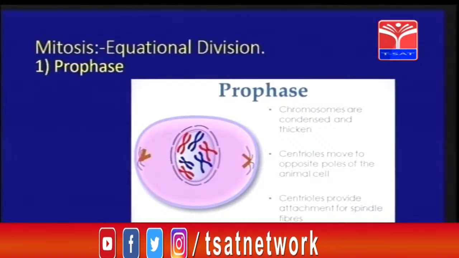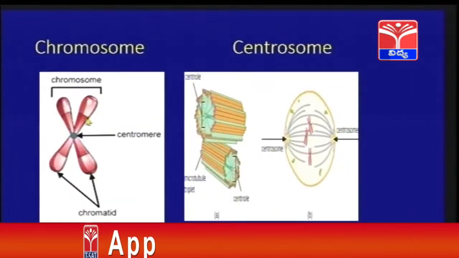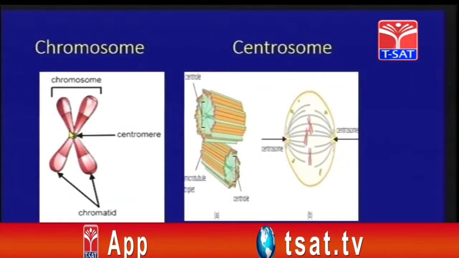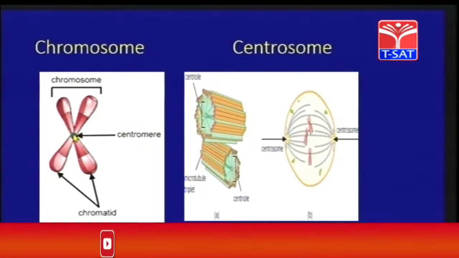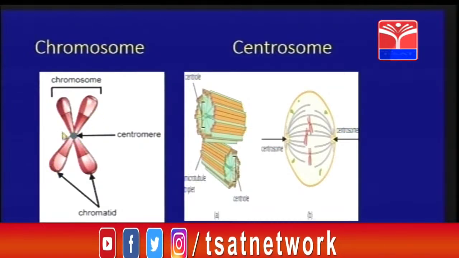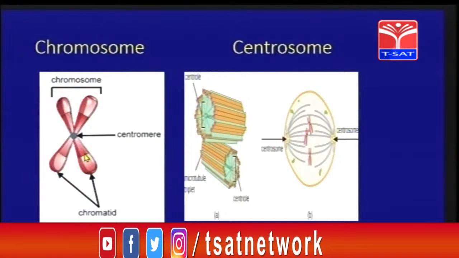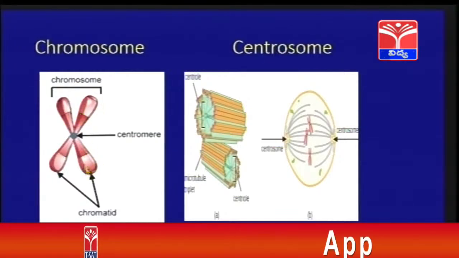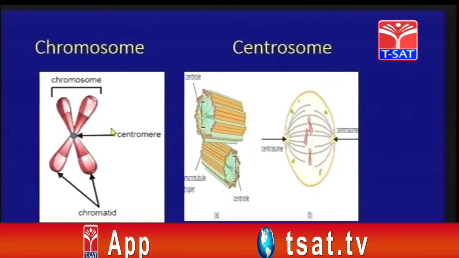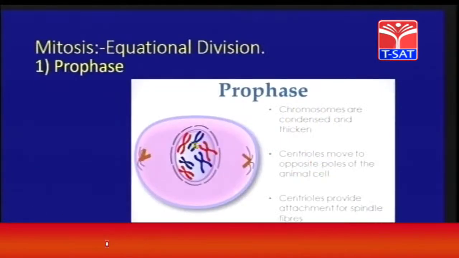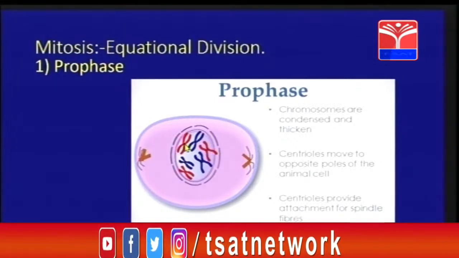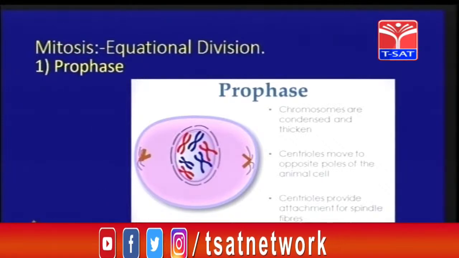Let us see the structure of a chromosome. Yes, children, you can see over here, this central part is called the centromere. Attached to the centromere, we have chromatids. That means we have a pair of chromatids. These two arm-like structures are called chromatids, and in the center, we have the centromere. As you can see, this is the chromosome, and these are the chromatids, and in the center, we have the centromere.